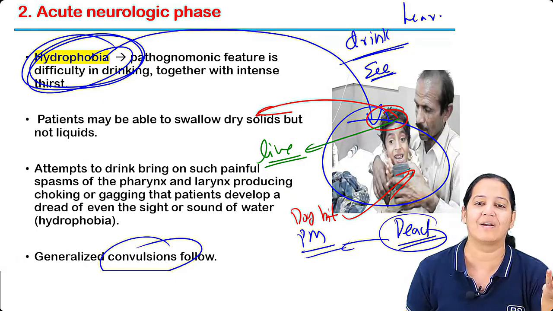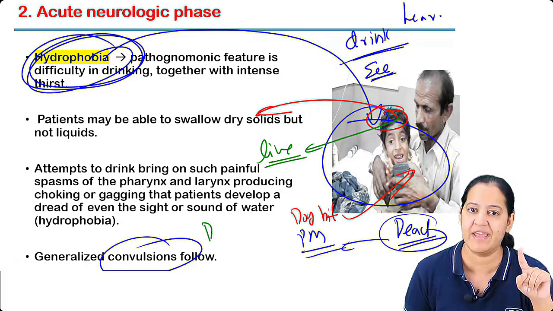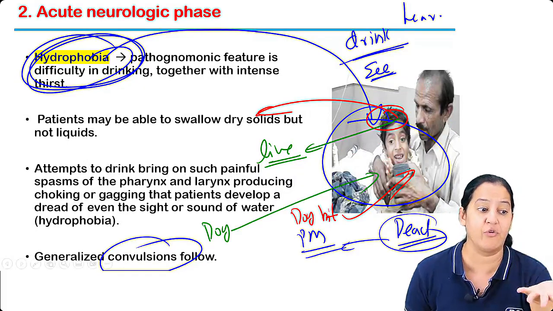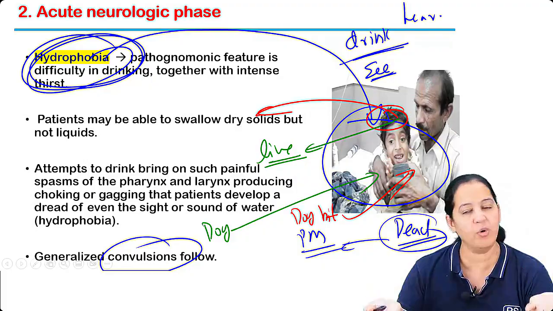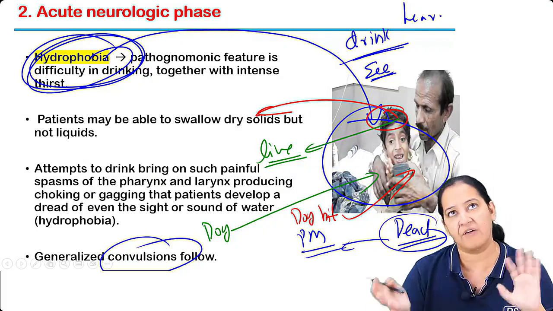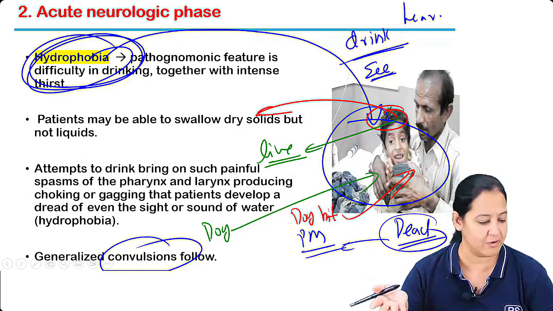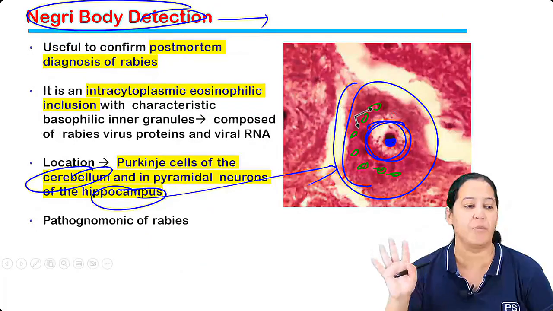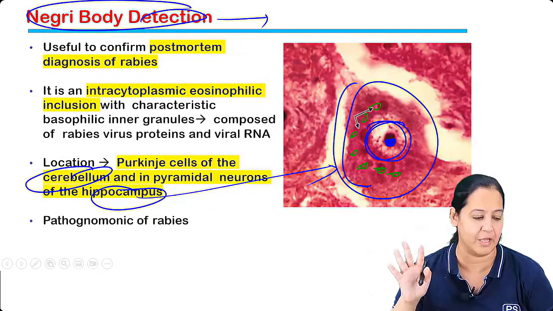It's very clear. There is a history of dog bite, and after that the person is having hydrophobia. It's obvious it's rabies. We don't need any diagnosis. But after the death, for confirmation, we do the autopsy, right? In a dead person, we get the Negri body, not in a live one. That I'm telling you, right?